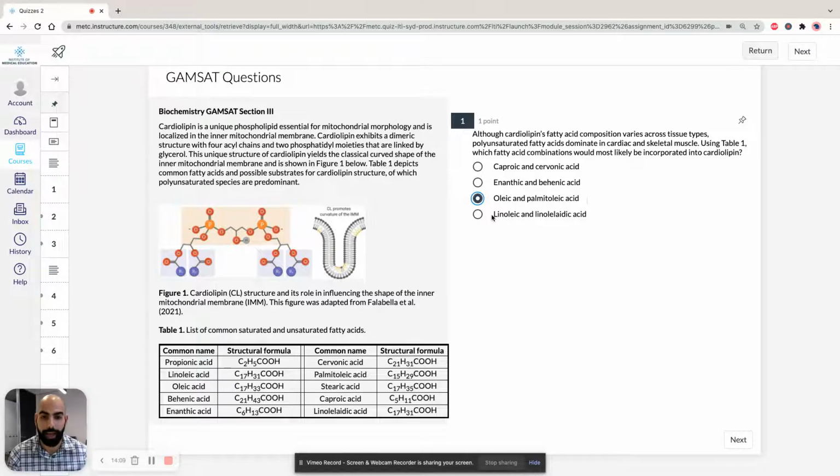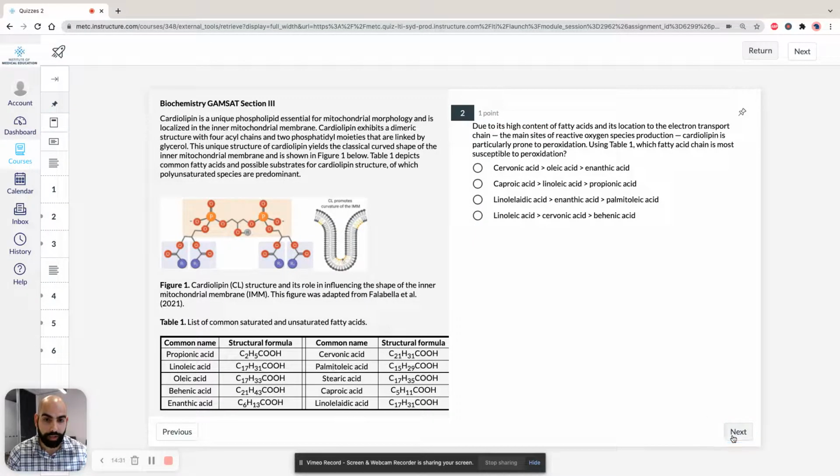And finally, we have here linoleic acid and linoleic acid, which are both polyunsaturated fatty acids. Therefore, to answer this question, it's asking which is most likely to be incorporated out of this list. Linoleic and linoleic are the only polyunsaturated fatty acids on the list. Therefore, they would most likely be incorporated.